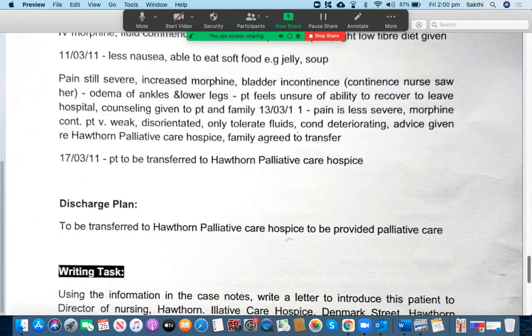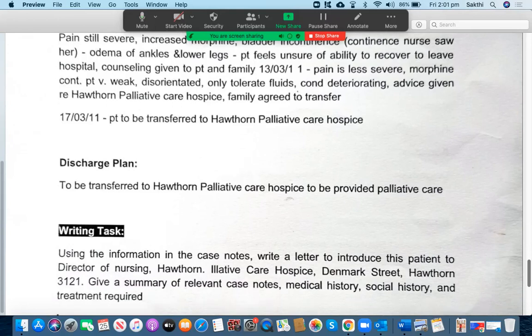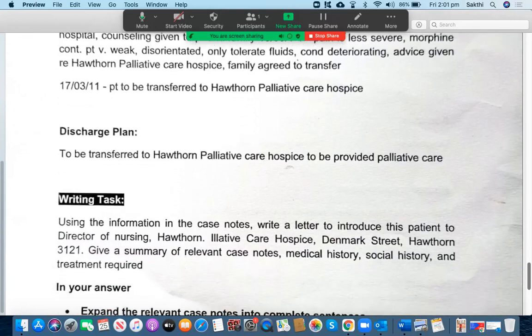Counseling plan. Counseling given to patient and family. Pain is less severe. Morphine continued. PT very weak. Disoriented. All right. Disoriented. Only tolerate fluids. Can't deteriorate and condition. Advice given regarding Hathorn Palliative Care Hospital. The family agreed to transfer. Okay, patient to be transferred to. Okay, that's all right. To be transferred to Palliative Health Hospital to be provided palliative care.